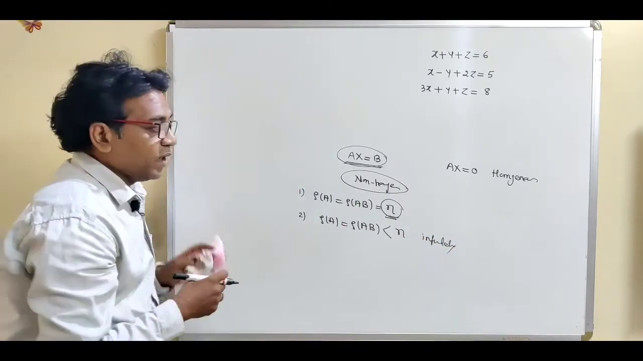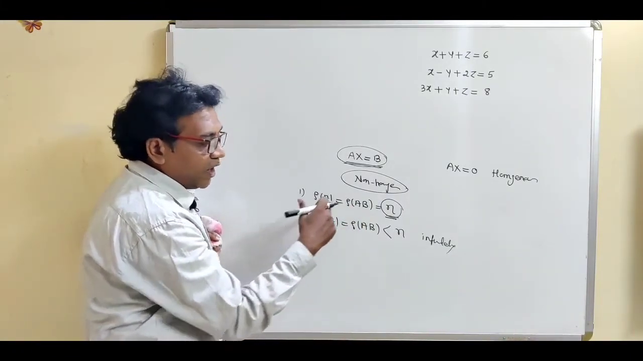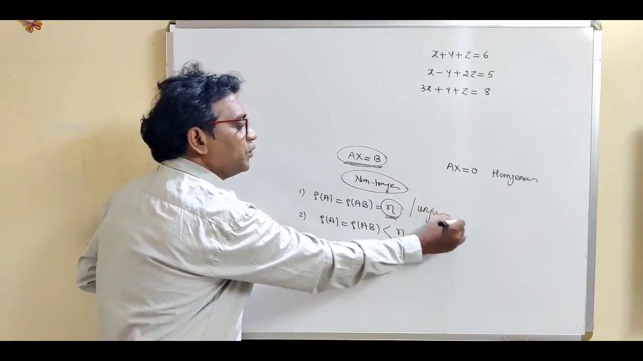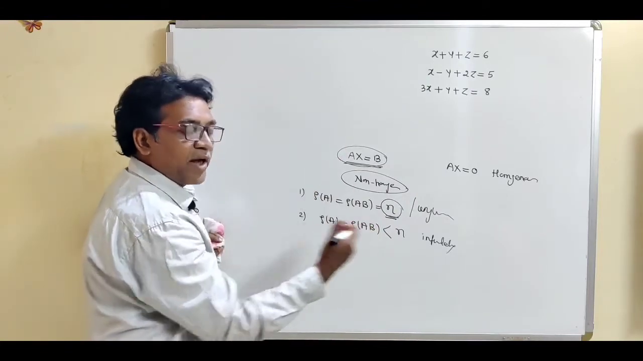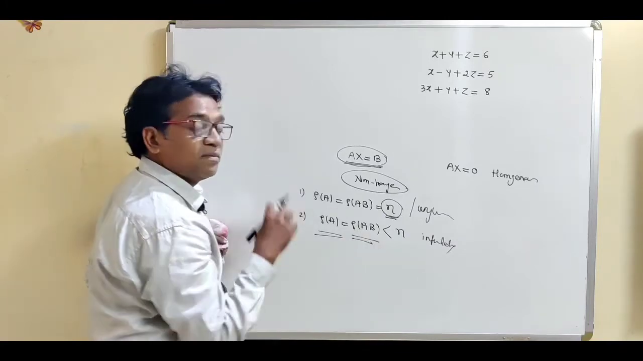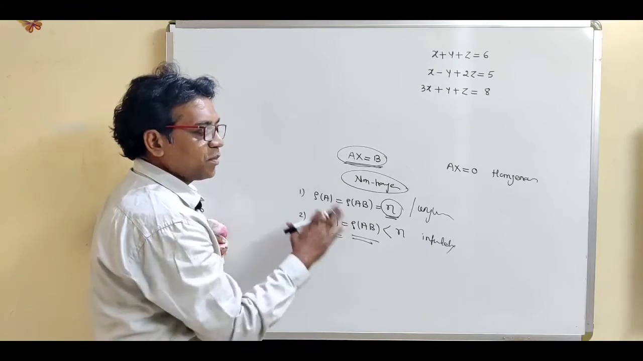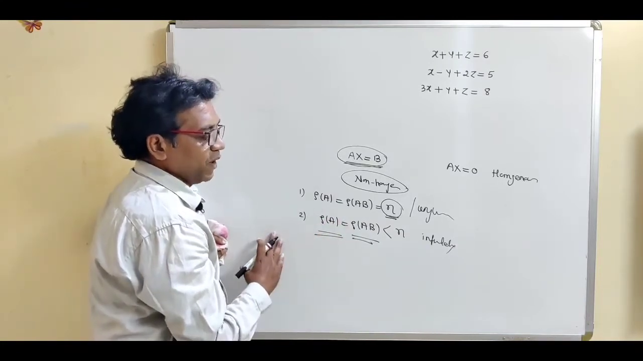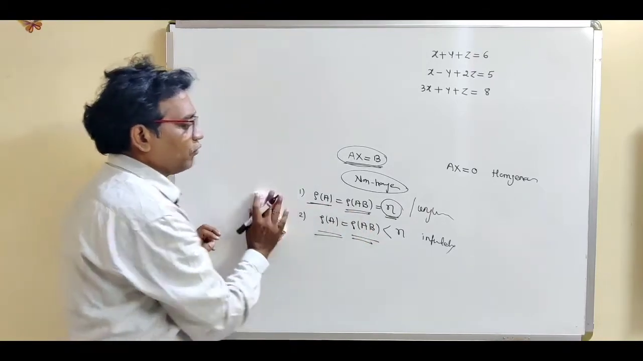So see, the number of solutions depends upon this rank. If this is equal to the number of unknowns, then obviously the system has a unique solution. And the system of linear equations has infinitely many solutions if rank of A and rank of AB are both equal and less than the number of unknowns. So first of all, find out these two terms, rank of A and rank of AB.